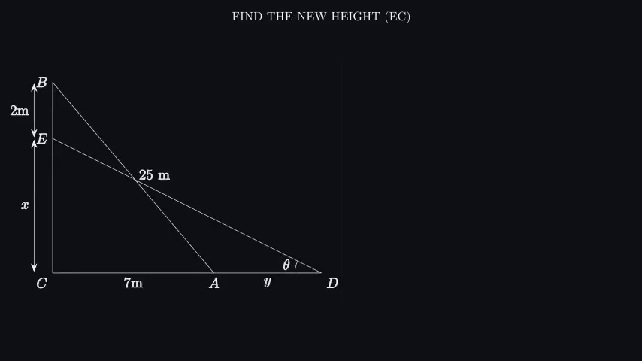The upper end of the pole is pushed down by 2 meters. That means the new top point, E, is 2 meters below the original top point, B. So the new vertical height, EC, is the original height minus 2 meters. Therefore, the new height is 22 meters.